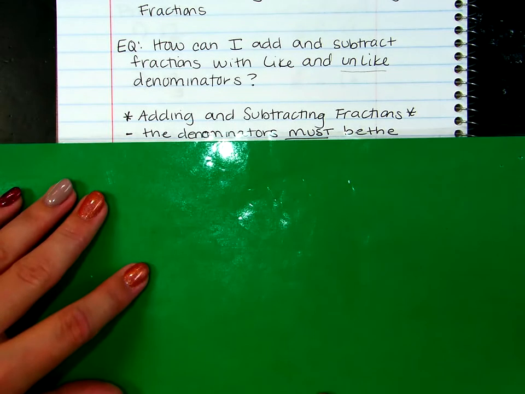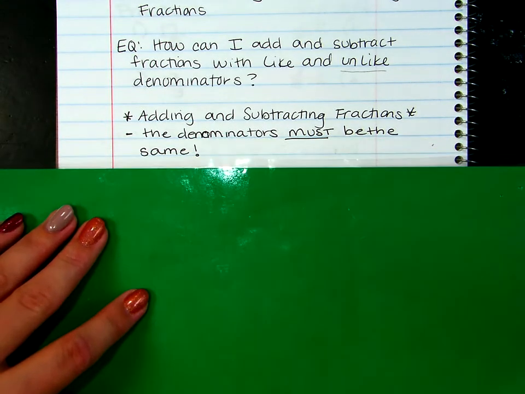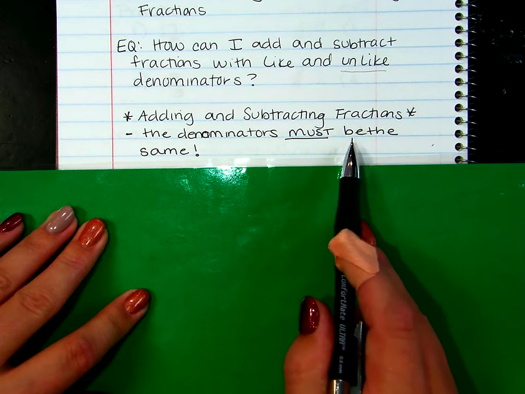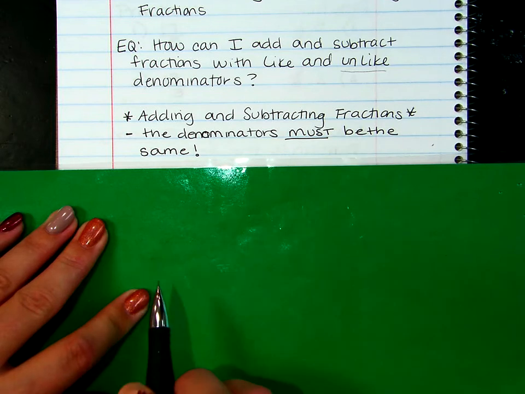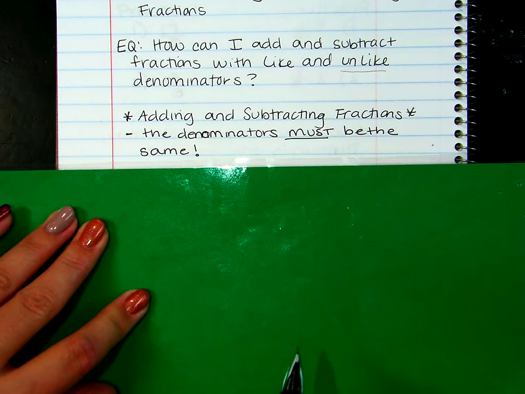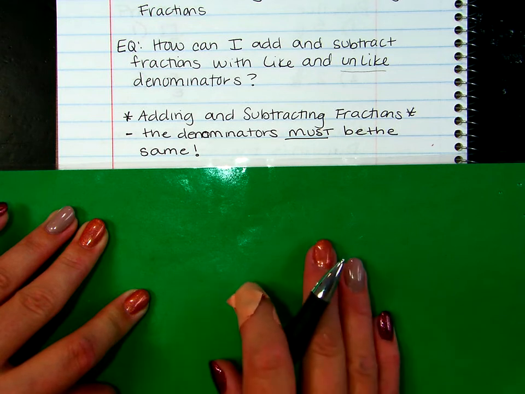When we are adding and subtracting fractions, the one piece that we always need to make sure of is that our denominators must be the same, okay? And again, denominators must be the same. So if I have 6 in one fraction, I need to have 6 in the other fraction in order for me to be able to combine them together, okay?